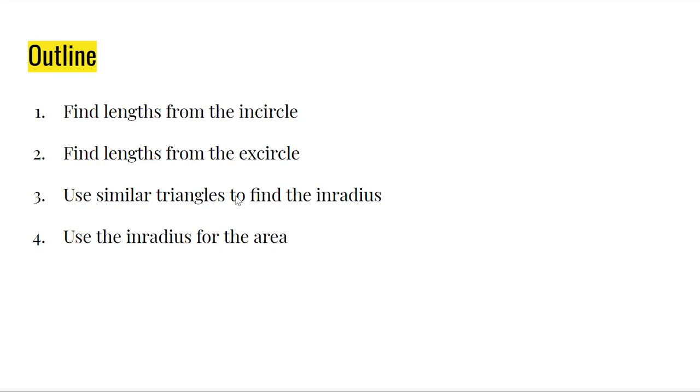Anyways, this is the outline of the proof. First, we'll find lengths from the incircle. Next, we'll find lengths from the excircle. Next, we'll use similar triangles to find the inradius. And finally, we'll use the inradius for the area.